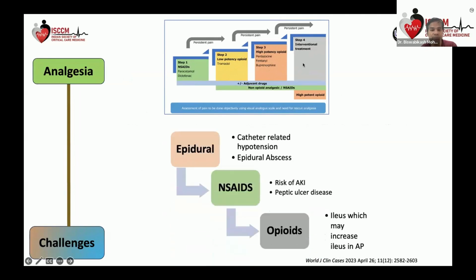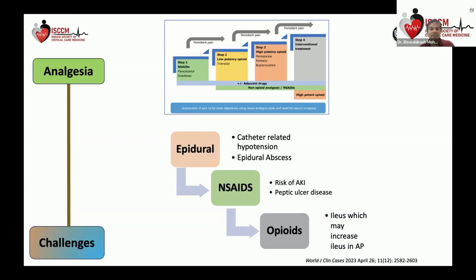But the thing is, with interventional treatment like epidural, there will be a challenge because this patient may have coagulopathy, may develop catheter related hypotension, and there is the risk of epidural abscess. These are the risks of introducing an epidural catheter, especially in a critically ill patient. Also, putting an epidural catheter if the patient is edematous is really difficult in the intensive care unit.